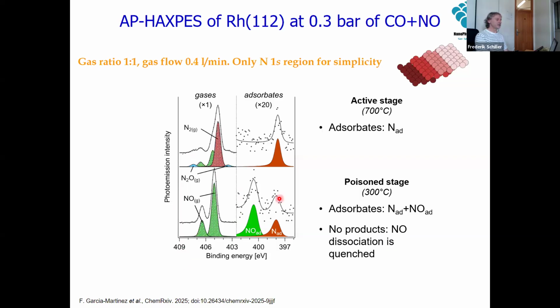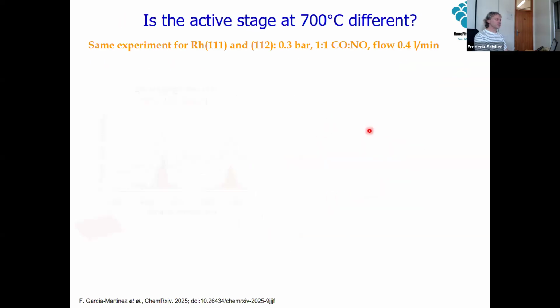But now if we go to the active stage, then actually we see we get again the atomic nitrogen. So the NO just disappears, and now we can analyze again the gases that we have. And here you see the NO is reduced a lot. We get a lot of molecular nitrogen, and the N2O is much lower. So you see here the turnover has changed.